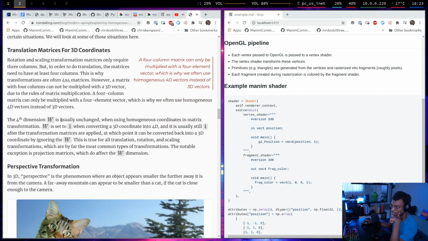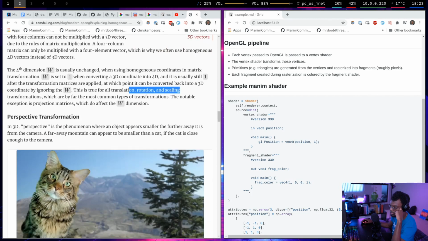The 4th dimension, W, is usually unchanged. When using homogeneous coordinates in matrix transformation, W is set to 1 when you're converting a 3D coordinate into 4D. And it's usually still 1 after the transformation matrices are applied, at which point it can be converted back into a 3D coordinate by ignoring the W. So it seems like the only difference is really for projection matrices.